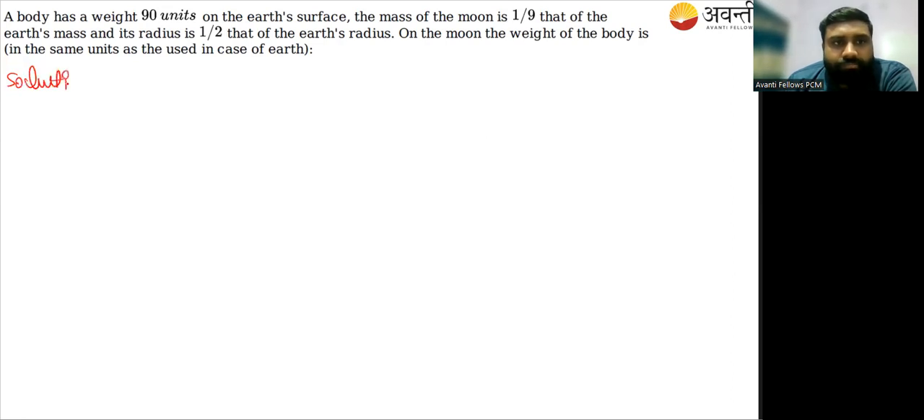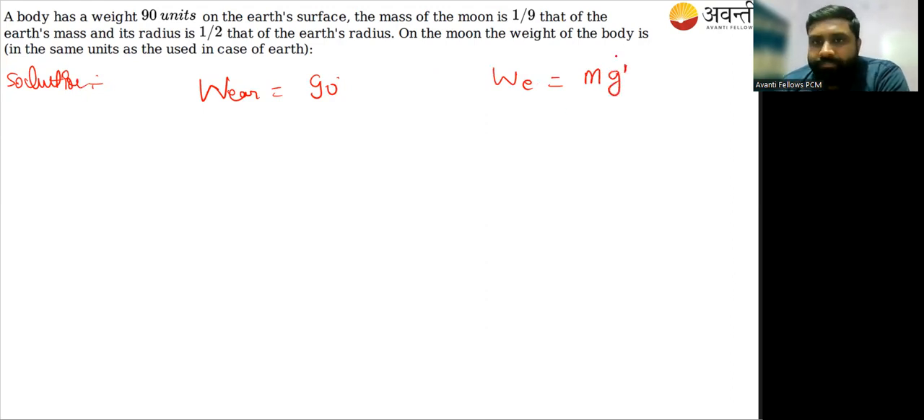Now, the solution of this one. We know that the weight on Earth is 90 units here. We also know that weight on Earth is mass into gravity on Earth. Mass will remain the same. Whichever planet or galaxy you are traveling to, your mass will remain the same. This is the conservation of mass. Now, if we talk about the weight on the moon, it will be mass into gravity on the moon.